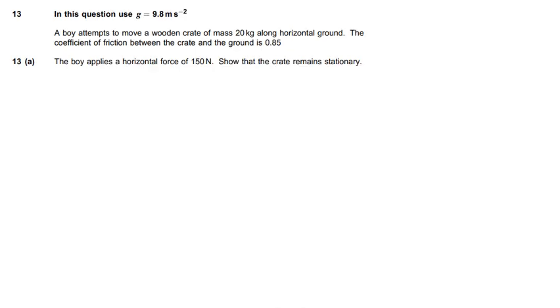A boy attempts to move a wooden crate of mass 20 kilograms along horizontal ground. The coefficient of friction between the crate and the ground is 0.85. The boy applies a horizontal force. Show that it's stationary. Okay, let's look at the picture. We've got a crate. The boy is applying 150 newtons to it. The mass of the crate is 20 kilograms, so it has a weight of 20 g.